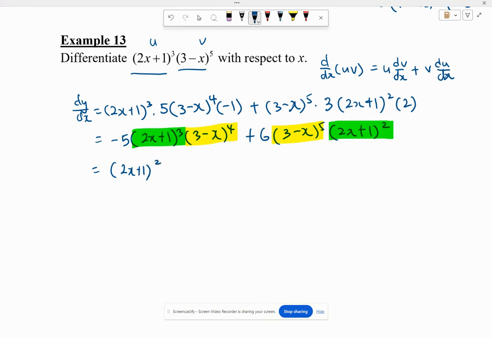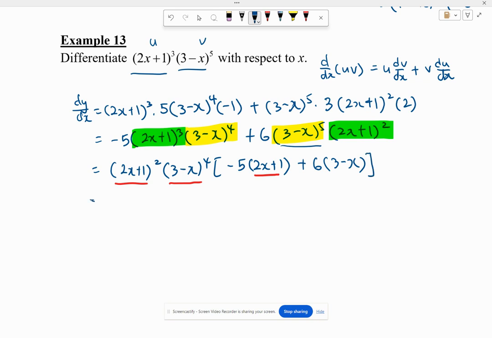Then for the lower power, which is 3 minus x to the power 4. So inside the bracket, we have minus 5 and multiply by 2x plus 1. Alright, so you can see 2x plus 1 square times 2x plus 1 will give 2x plus 1 cube. We have learned our indices. Right, and so I go on to plus 6 times 3 minus x to the power 4 times 3 minus x, which gives me 3 minus x power 5. So simplify inside the square brackets.